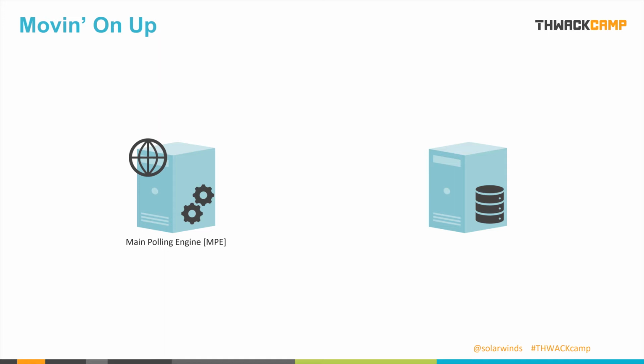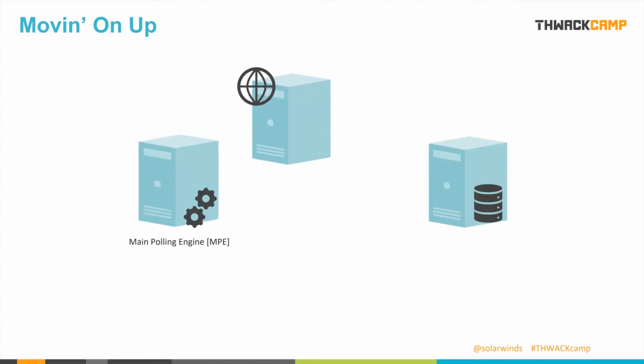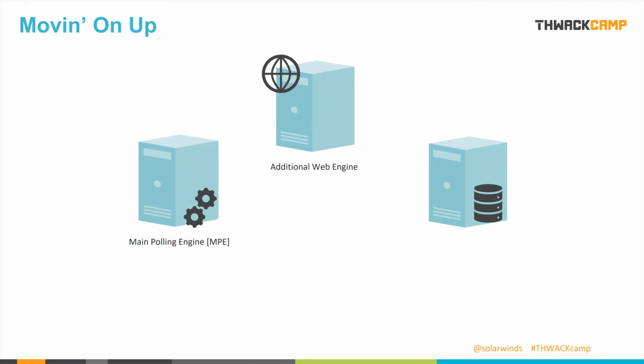First of all, one way that people will add additional capacity or scalability is to use an additional web engine that offloads all the web functions. The report display, where people log in, you can put it outside a DMZ if people need to get to it without a VPN, so on and so forth. All of that, you can do that.